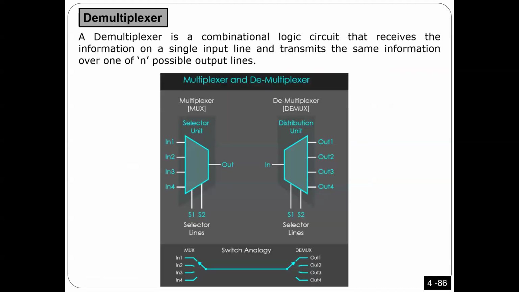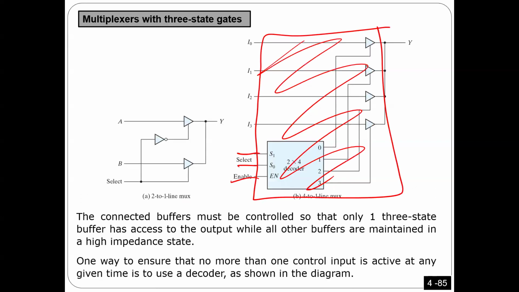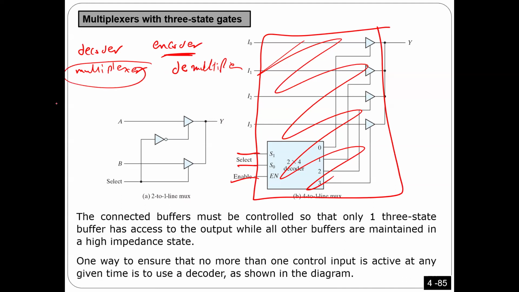The last thing I want to explain here is, I already explained the decoder to you guys. We also have the encoder, but I didn't explain it yet. You can tell from the name, decoder, encoder, it has to do the opposite. Same thing, we have the multiplexer, which I explained. Also, we have the demultiplexer. Again, you can tell from the English name that the demultiplexer has to do the opposite of the multiplexer. How? I'm going to tell you how.